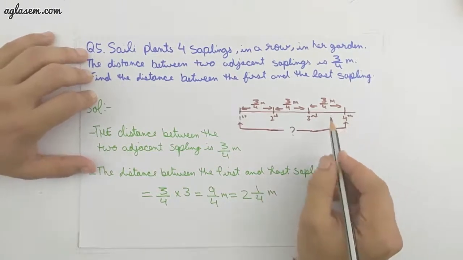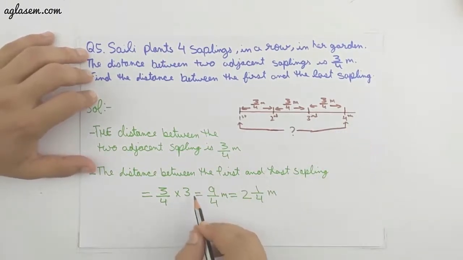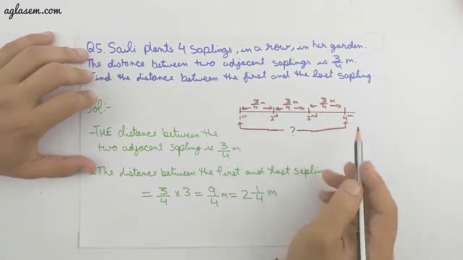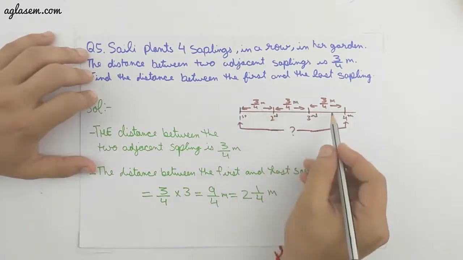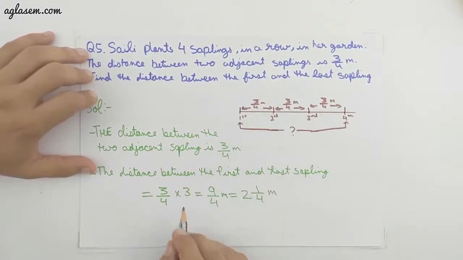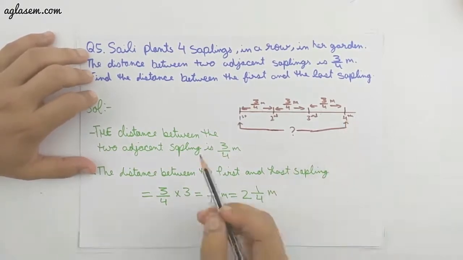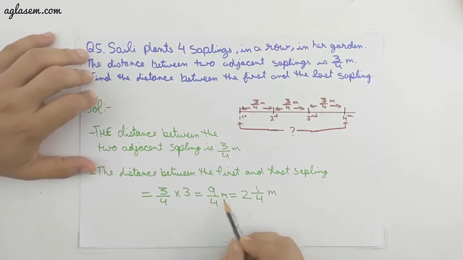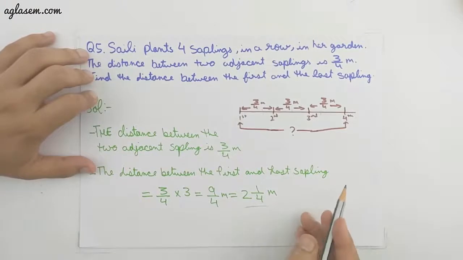To find it, we have to multiply 3 by 4 with 3 because there are 3 gaps between the first and the last. We could add all the 3s since they have the same base, but we have to multiply because we can't add if there are 10 or 15 numbers. So 3 by 4 multiplied by 3 will give us 9 by 4, which is an improper fraction. So let's make it a mixed fraction. That will be 2 whole 1 by 4. So 2 whole 1 by 4 meters is the distance between the first and the last plant.